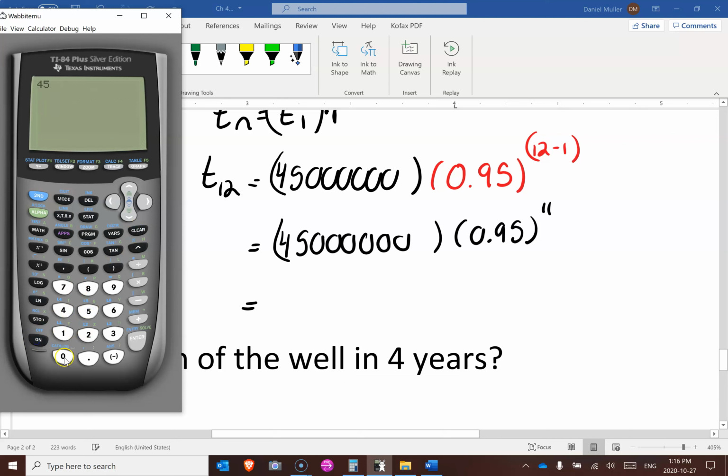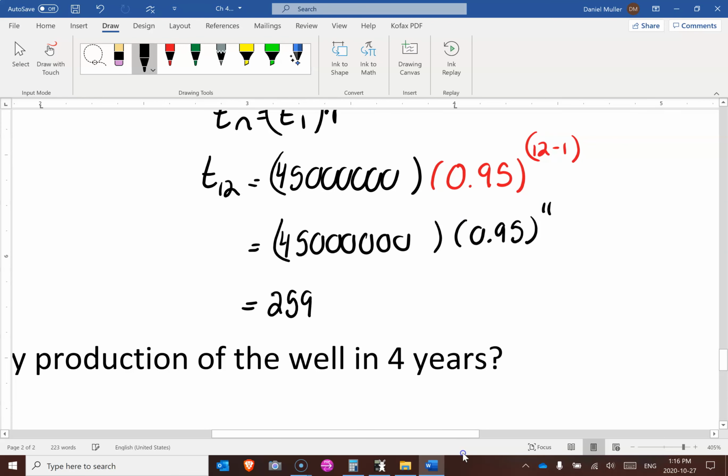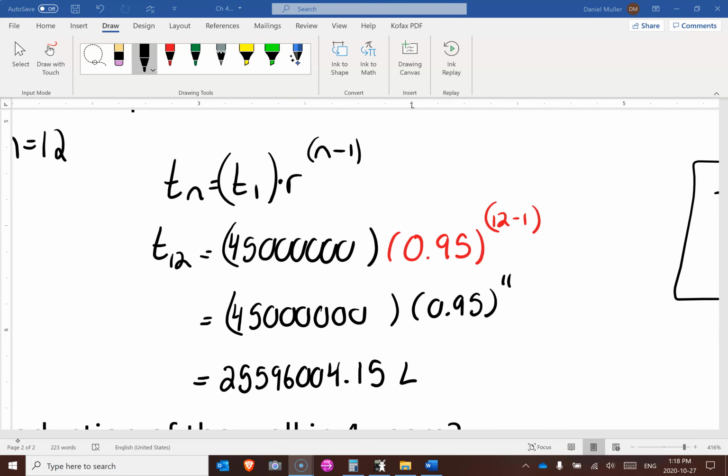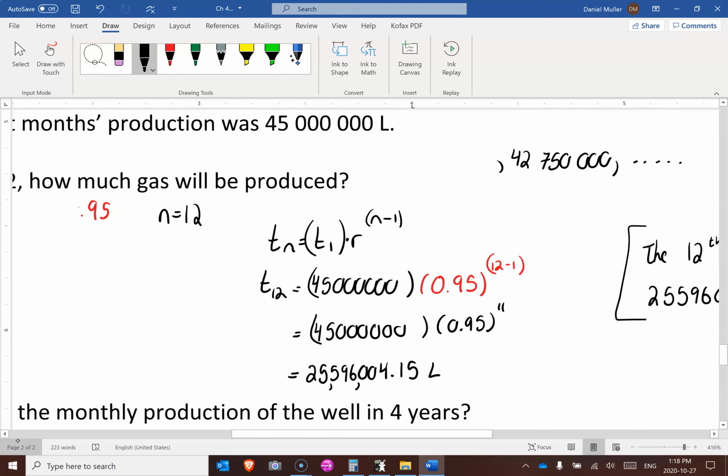So that's 45 million times 0.95. You don't actually need it in brackets because it's not negative, but I did anyways. You can do it either way. Okay, so 25596... Oh, I've already lost track. So there we have it. 25596004.15. So what actually is that? Well, that's 25,596,004.15 liters. A lot less than the 45 million that we were originally doing.